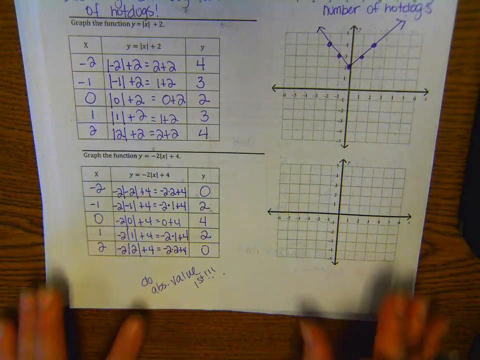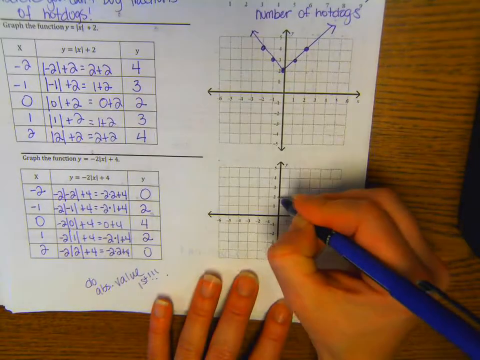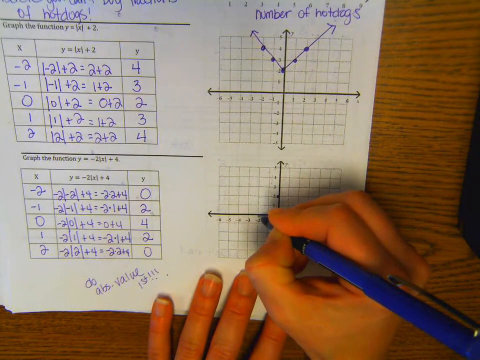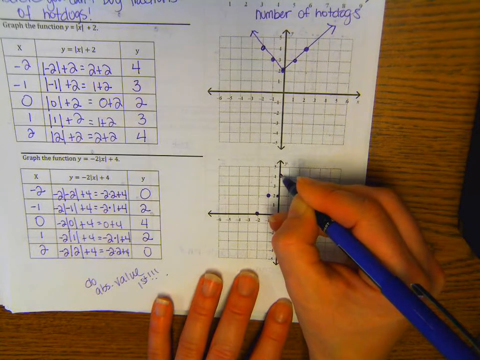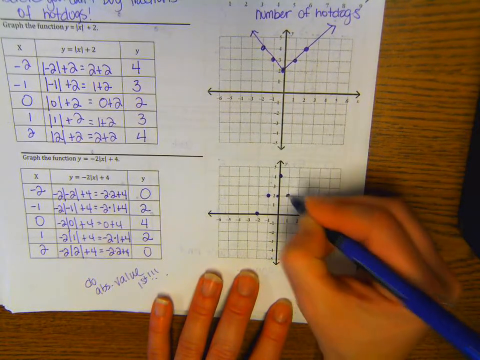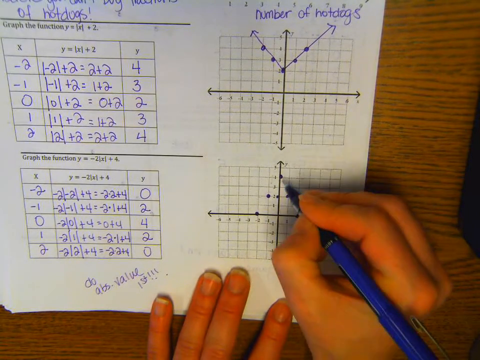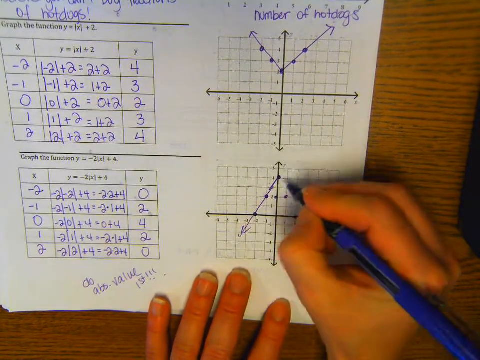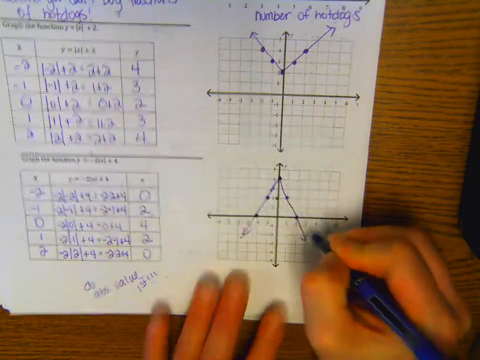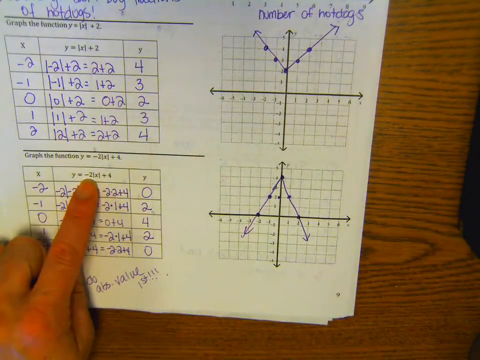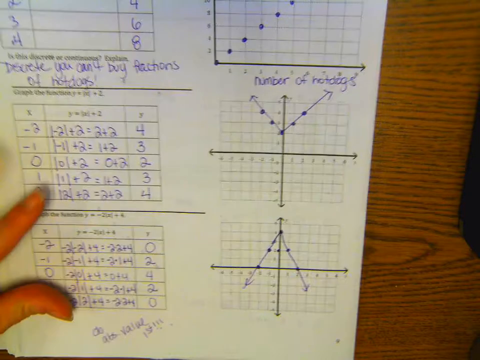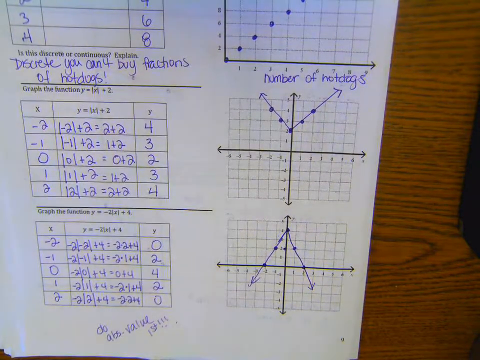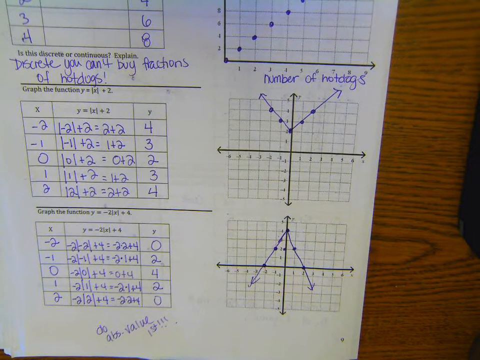Let's plot our points. Negative 2, 0. Negative 1, 2. 0, 4. So yes, this V is pointing downwards, and here's why. Because of that negative number in front. What it did is it flipped everything the opposite way. Okay, and so these two would be considered continuous functions. They're always continuous when you're just given an equation. Okay, hopefully that was good.